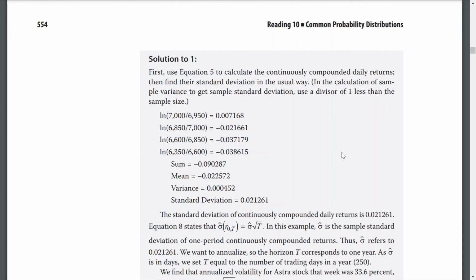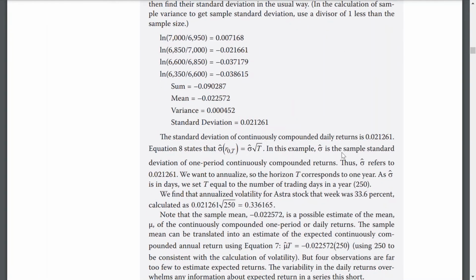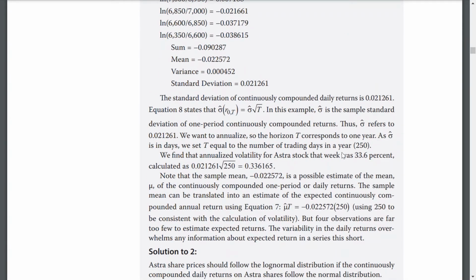Solution to 1. First, use equation 5 to calculate the continuously compounded daily returns. Then find their standard deviation in the usual way. In the calculation of sample variance to get the sample standard deviation, use a divisor of 1 less than the sample size. So that's what the calculations look like. The standard deviation of continuously compounded daily returns is 0.021261.